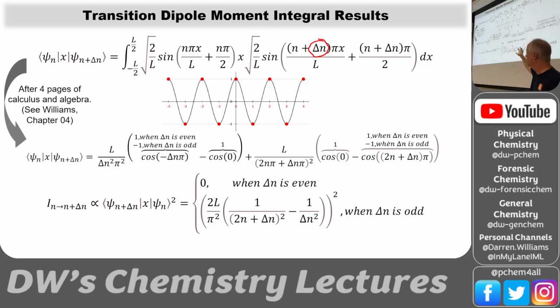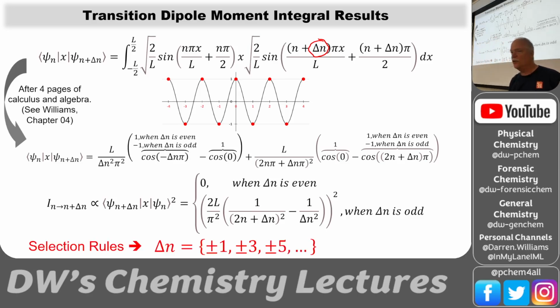But we know all these terms. We know L, we know what pi is, we know N, and we know delta N, how many levels we're trying to jump. So we can put those numbers in there. And this is just telling us, though, the end result, the selection rules, the mathematical selection rules are that this transition is allowed when delta N is odd. So plus or minus 1, plus or minus 3, plus or minus 5, and so on. So we can go up or down.